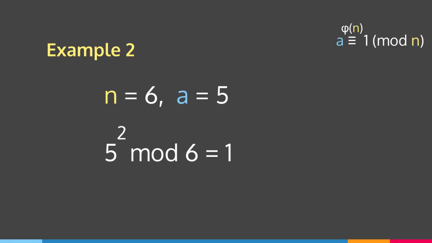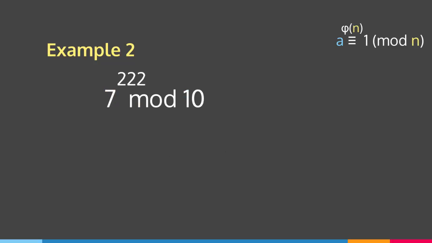Let me show you how you can use Fermat and Euler's theorem to do problems in modular exponentiation. Suppose we have this question: what is 7 to the 222 mod 10? How can we use this relationship to solve this problem very quickly? If you notice, 7 and 10 are coprime, and that's a good sign. So how can we use it?